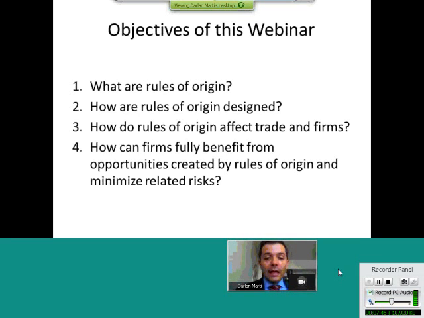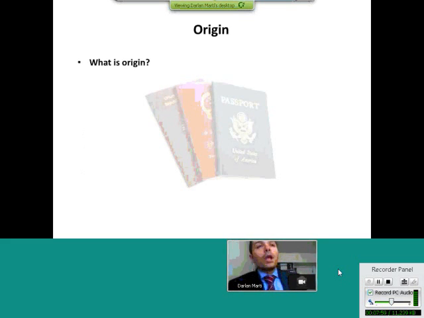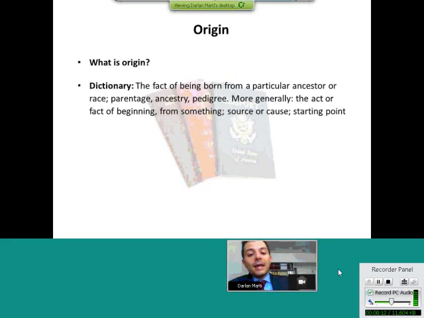Now, having gone through that longer introduction, let me say a few words then about what rules of origin are. So, rules of origin. Before we talk about rules of origin, what is origin? What exactly is origin? If you look at the dictionary, you will see that origin is defined as the fact of being born from somewhere, the source, the ancestry, the beginning of something.